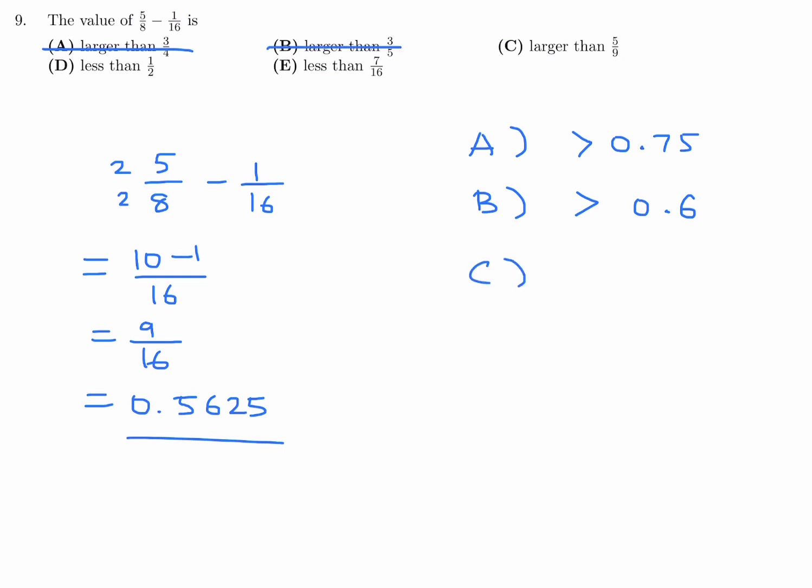C, larger than 5 over 9. 5 over 9, I believe, is about 0.555, like that. Like it repeats itself. So is this number greater than 0.5555 and so on? And the answer is yes. So number 9, the answer is C.